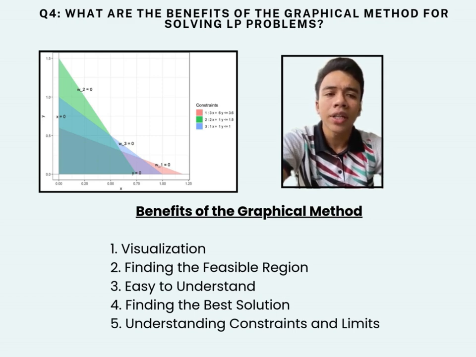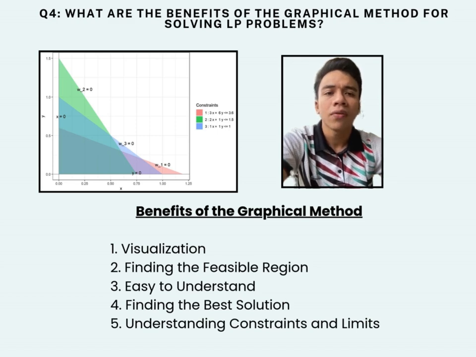Secondly, finding the feasible region. This method clearly shows which part of the graph meets all the conditions at the same time. The area of possible solutions is usually formed by the lines where the constraints meet. Thirdly, easy to understand. For problems with only two variables, graphical methods are simple and require only little advanced math, making them accessible to most users.